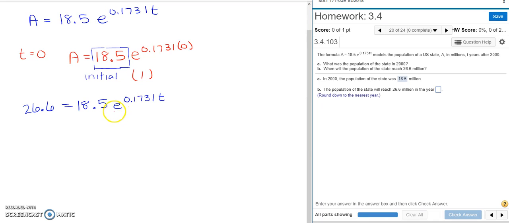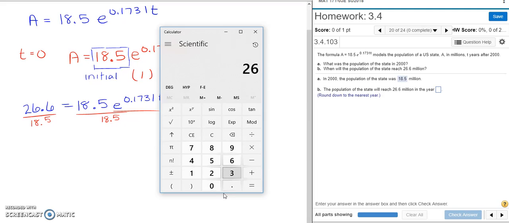First, we have to get the exponential piece by itself, which means we're going to divide by the 18.5. If it's 18.5 times E, then I need to divide by 18.5. Let me pull up this calculator. Oops. Typed the wrong thing. 26.6 divided by 18.5.